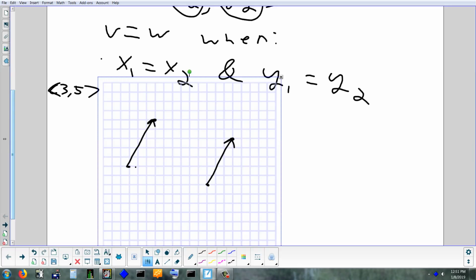No. That's the key. Some people think that for vectors to be the same, they have to start at the same spot and end at the same spot. No. If you move them to the same spot, then they would look the same. But they can start and end at different spots. So those vectors are equal.